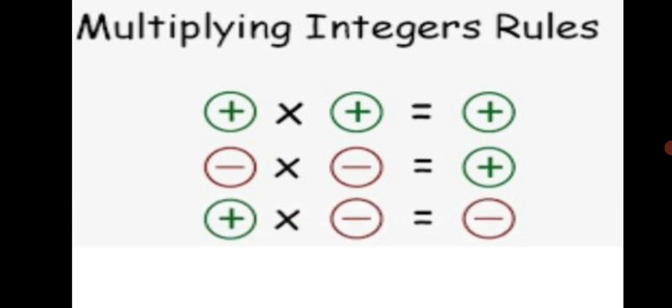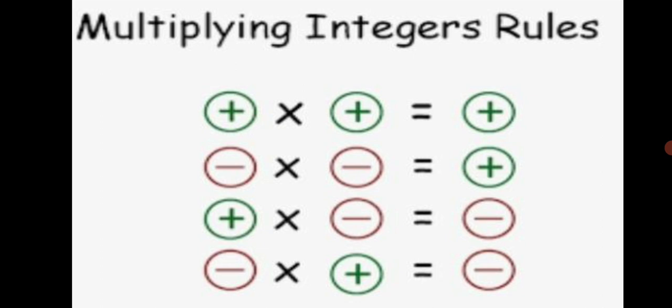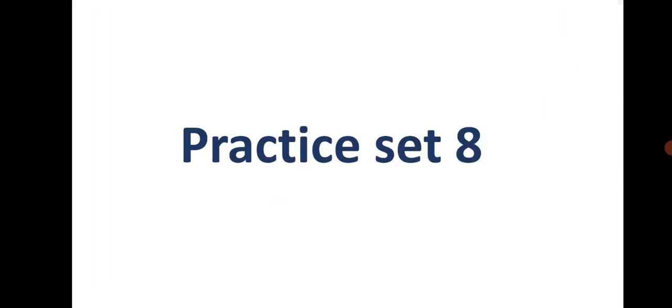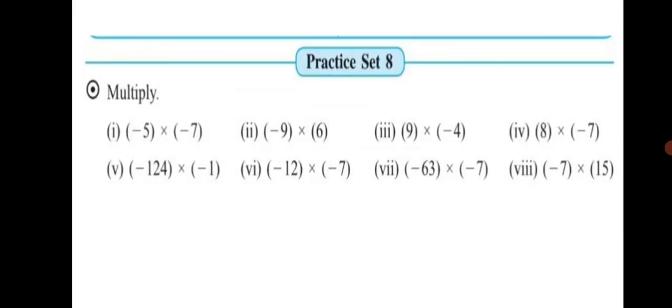For example, plus into minus, answer will be minus. And minus into plus, also answer will be minus. Kindly note down these rules for multiplying integers in your notebook before you begin with your practice set. So now that you know the rules, let's begin with our practice set number 8. You have to multiply the given 8 numbers.